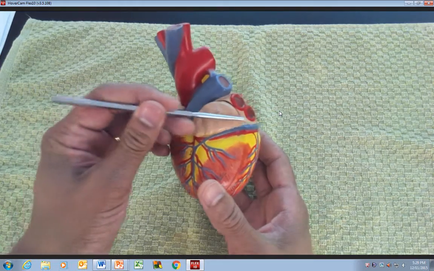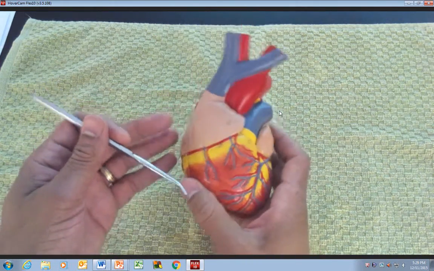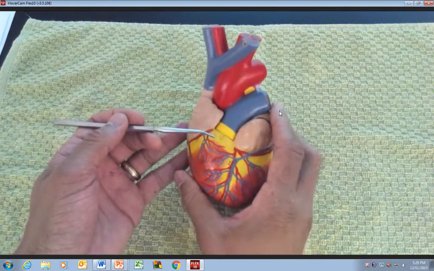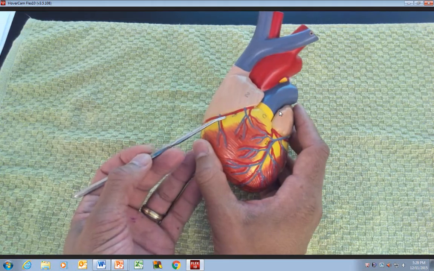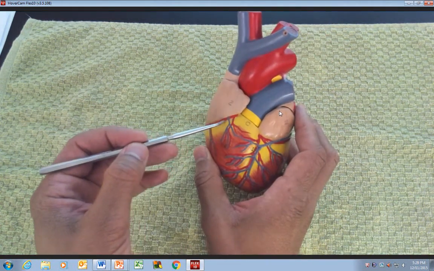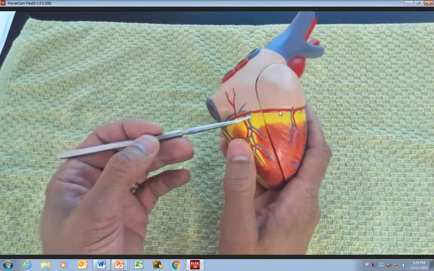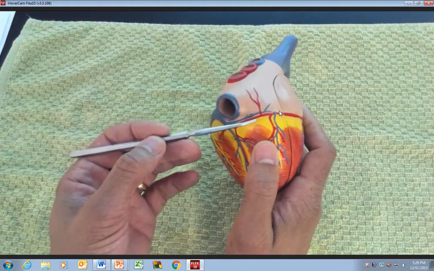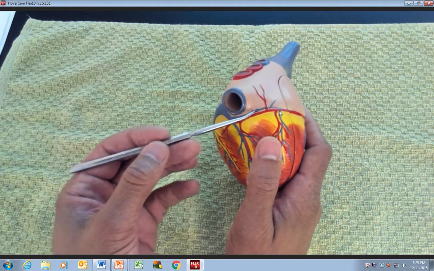So the greater cardiac vein is associated with the left side. Now let's find the smaller cardiac vein. In that case, we'll start back with our right coronary and work our way laterally, and actually going anterior to posterior if we make it all the way across. So posterior, and here is the small cardiac vein.